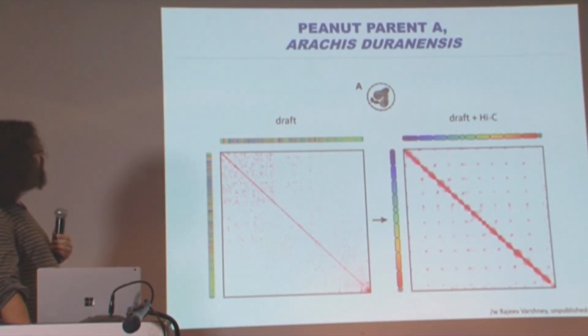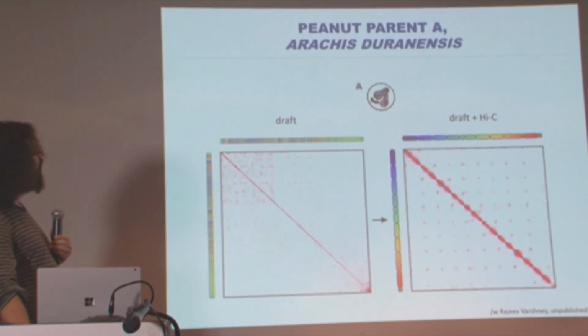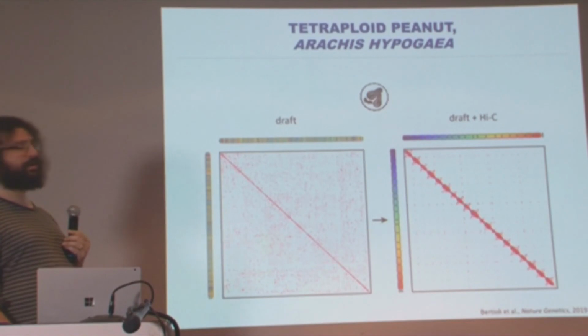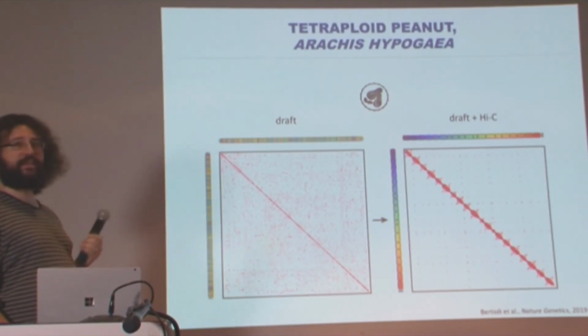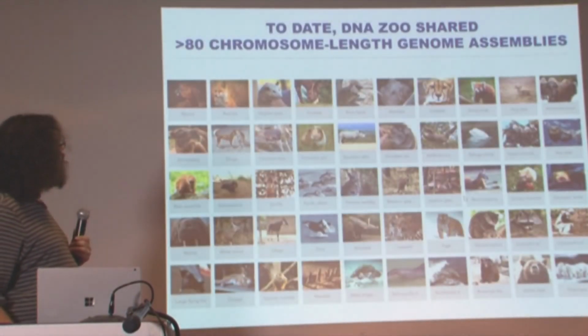Here's some peanut genomes. These are the 2 ancestral parents of the peanut, 2 different species that actually hybridized to create the modern tetraploid peanut. So here you can see actually that ploidy is not an issue. This was just published in Nature Genetics by the International Peanut Genome Initiative. So it was a lot of fun working with them. This is the draft they gave us. This is what we sent back to them.